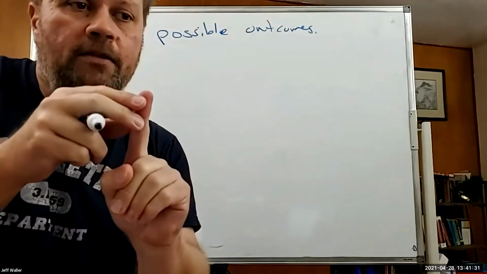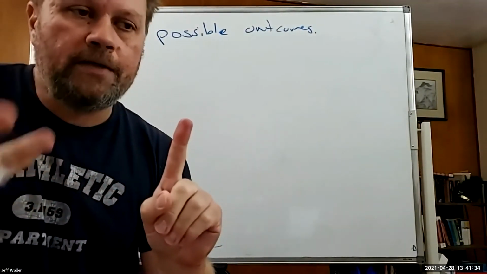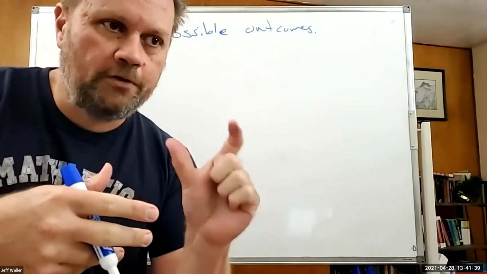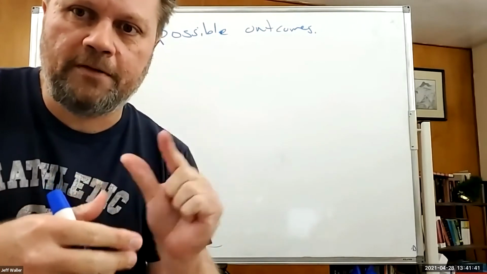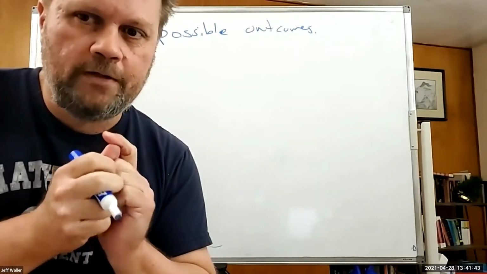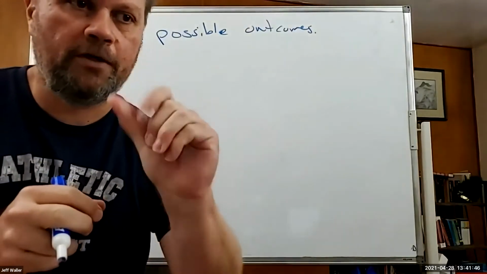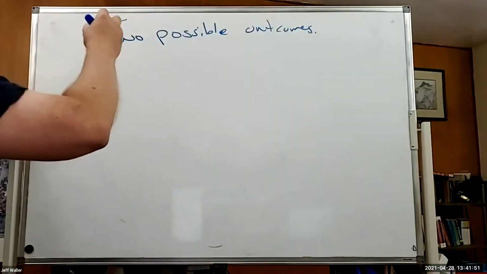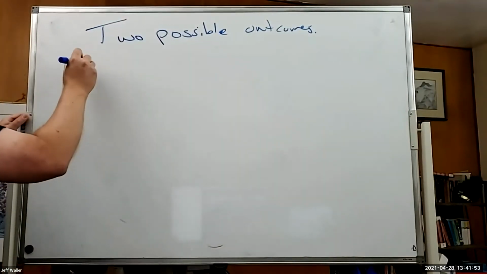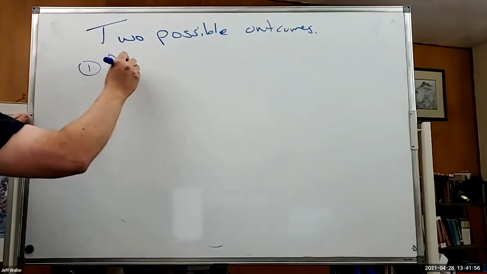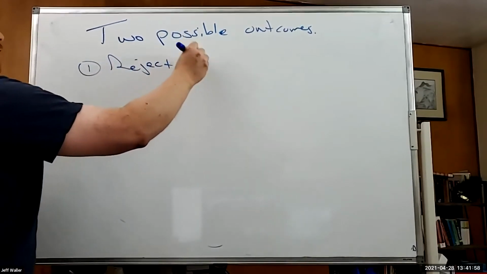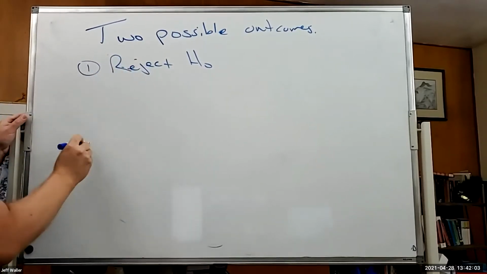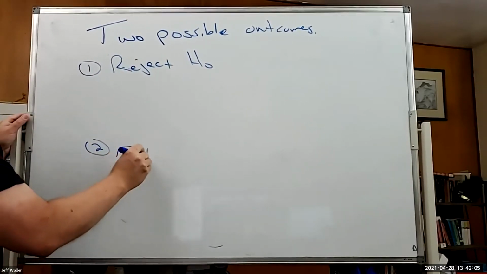Now, if I reject the null, another way to say that is I support the Ha. Those mean the same thing. So that's why some people say there's 4. There's only 2: either reject the null, or fail to reject the null. So one outcome is I reject the null hypothesis, and the other one is fail to reject.